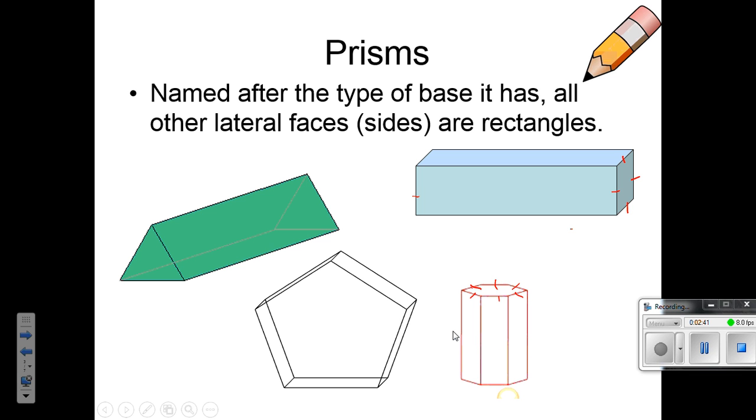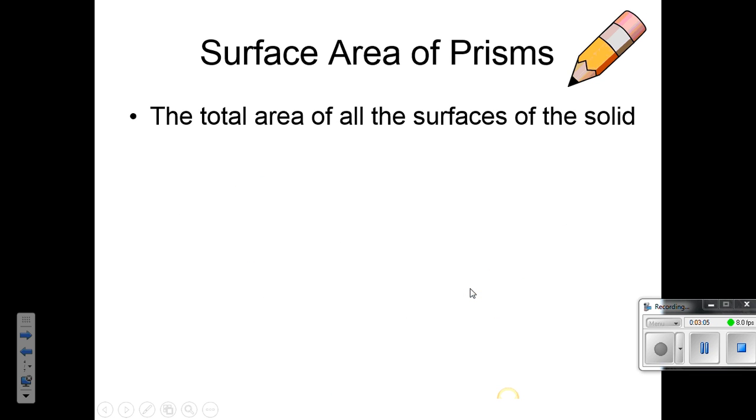And this would be called a pentagonal prism. Notice that the base is a pentagon. There's five sides here. And then there are 1, 2, 3, 4, 5 rectangles around that. And if I go back to the hexagonal prism, you would know that there are 6 rectangles because the base has 6 sides. So that's some prisms.